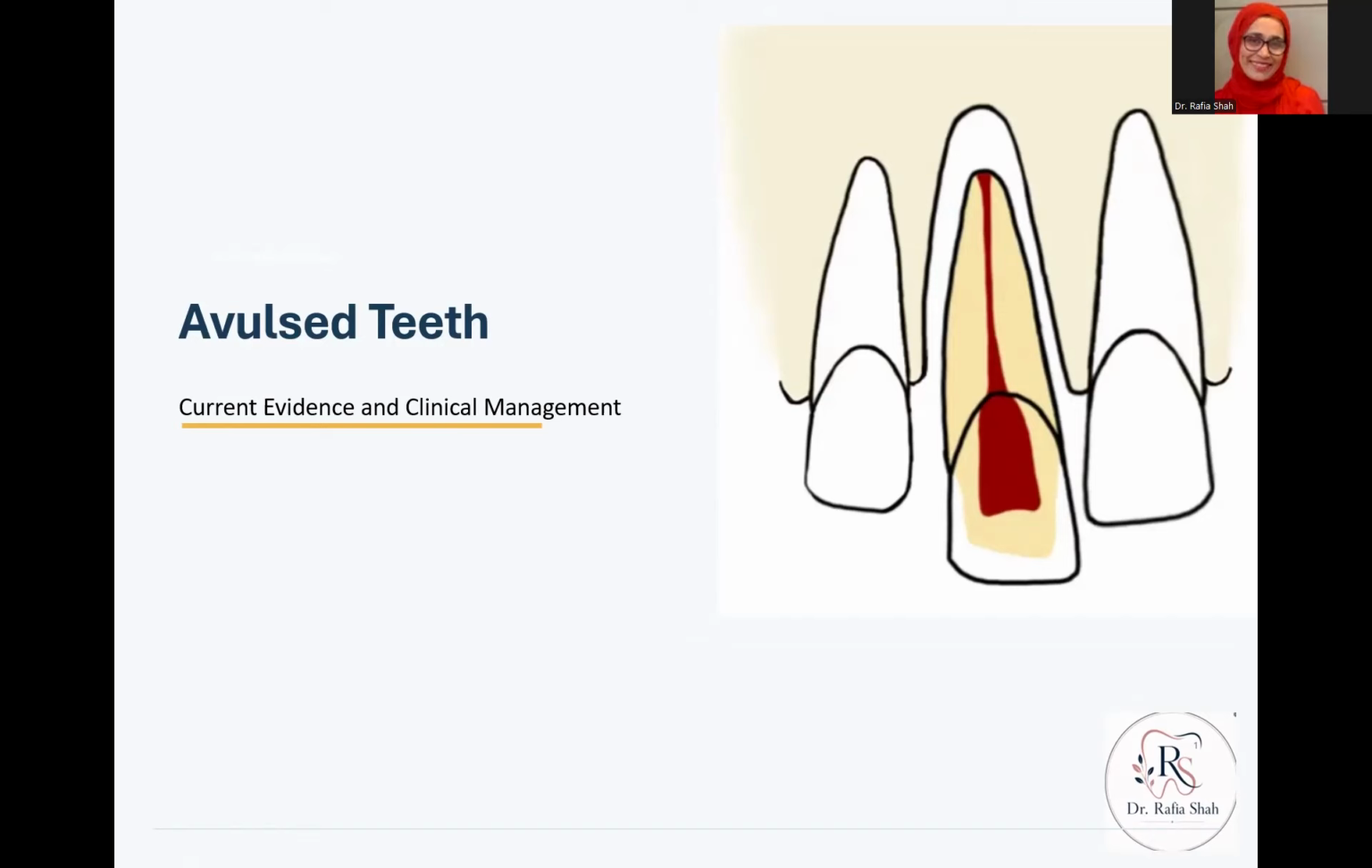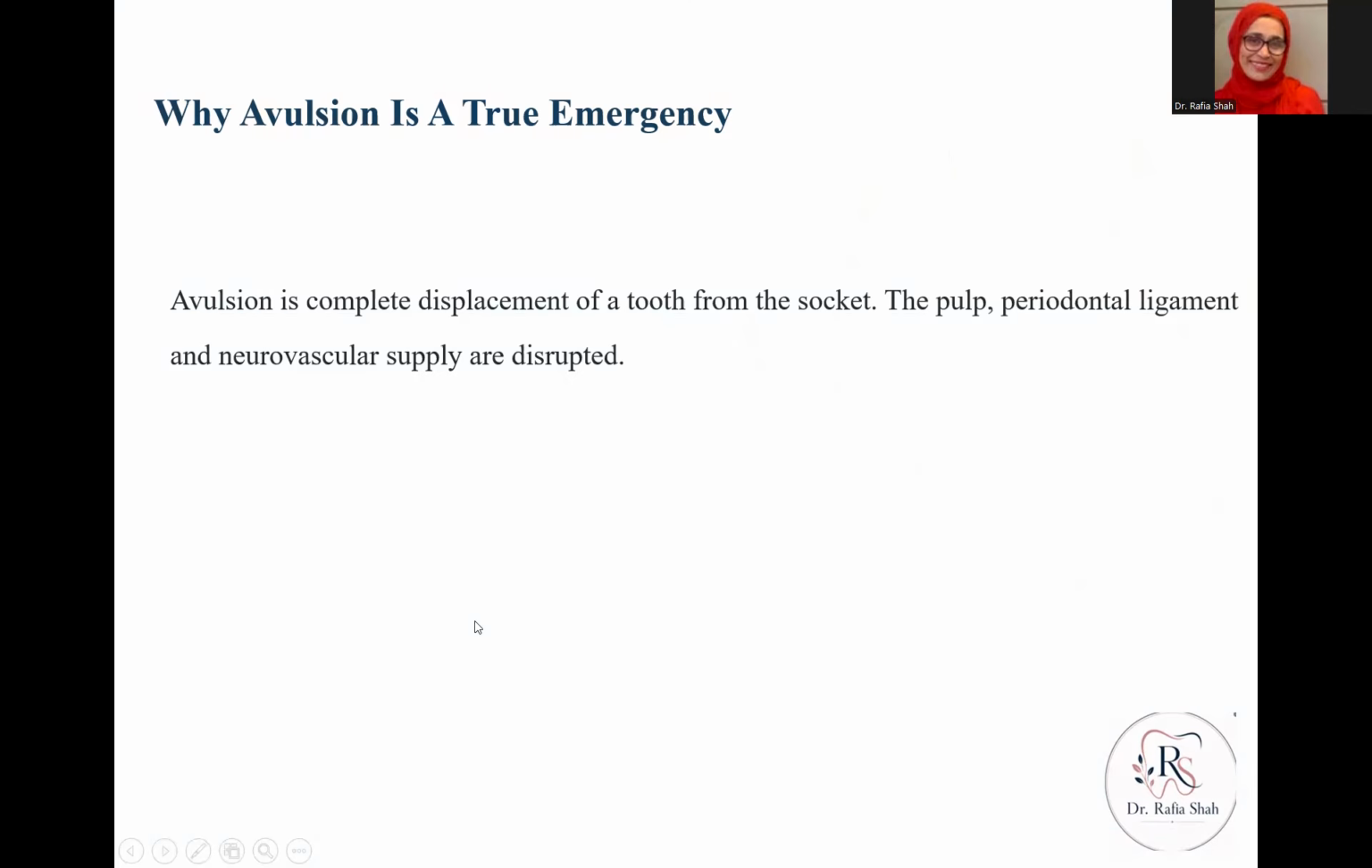We will be talking about avulsion today, based on the current evidence and clinical management. What is avulsion? First of all, we'll understand what happens to the subjects who get avulsed teeth and how we treat such cases. So avulsion is actually after a trauma, as we saw in the picture previously.